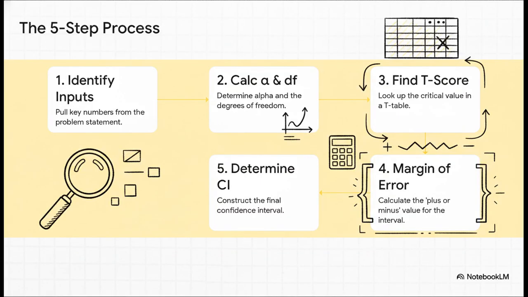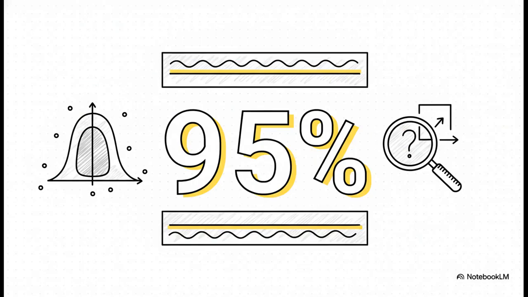Don't worry, we're not just going to jump in. We're going to use a clear 5-step process. First, we'll pull out the key numbers from the problem. Second, we'll do a couple of quick calculations for our alpha and degrees of freedom. Third, we'll look up our critical t-score. Fourth, we'll calculate the margin of error. And finally, step 5, we'll build our confidence interval.